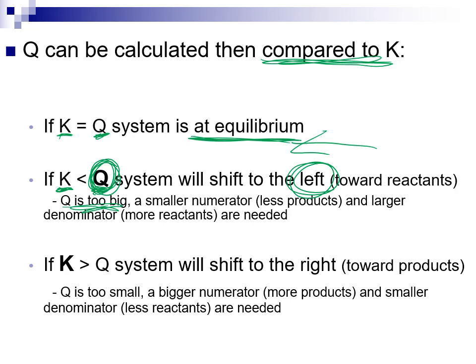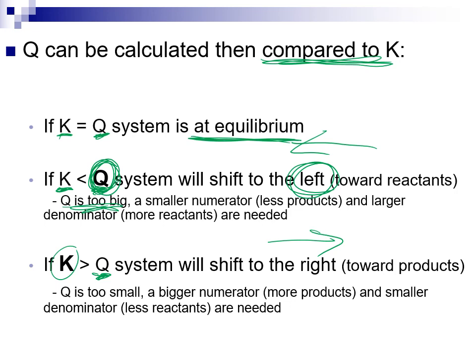Conversely, if it turns out that our Q is smaller than our K, so we plug in the numbers and at this point in time our Q value is smaller than what our known K value will be at equilibrium, we're going to have to shift to the right. And again, what that means is we don't have enough products. If Q is smaller than K, K is what they would be at equilibrium, Q is what they currently are.